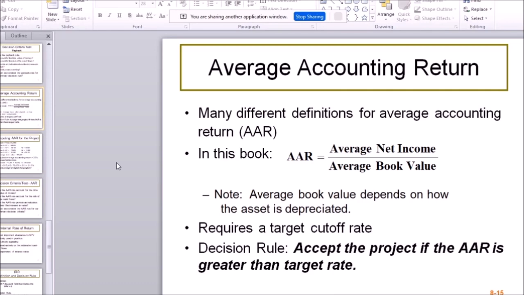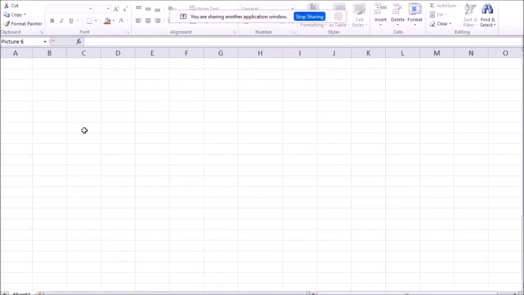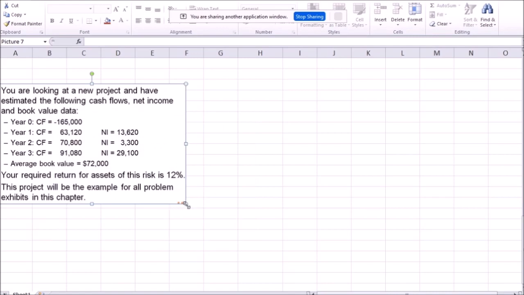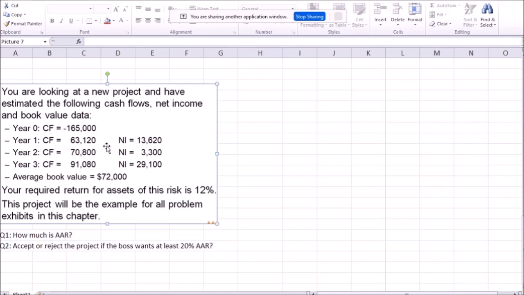Next one is average accounting return. Average accounting return, which is simply, as you see over here, a ratio of average net income over the years divided by the average book value over those years. Okay, so let's have a look at this same example. There it is. So let's have a couple of questions. Average accounting return. How much is average accounting return? So let's say we have this business idea, only expected to last for 3 years.